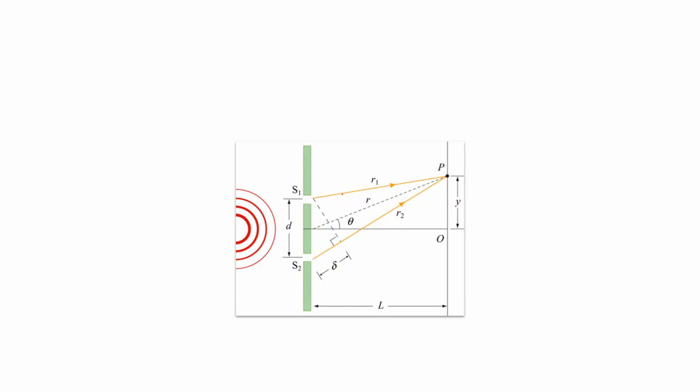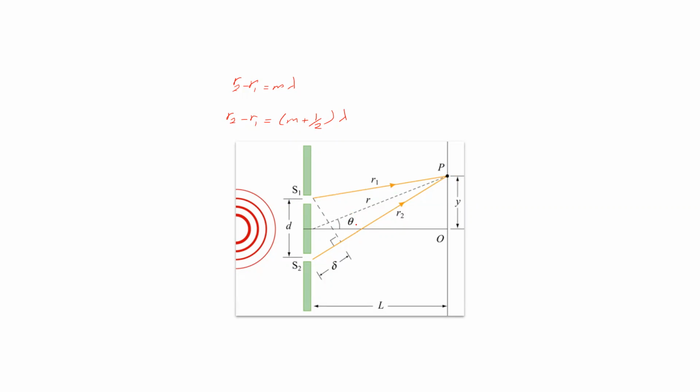If we show the distance traveled by light from S1 as R1 and light from S2 as R2, if R2 minus R1 is m lambda, then at point P we have constructive interference and we have a bright band. If R2 minus R1 is (m plus half) lambda, then we have destructive interference and we have a dark band. Right now I want to go through some questions, but beforehand just one more thing.